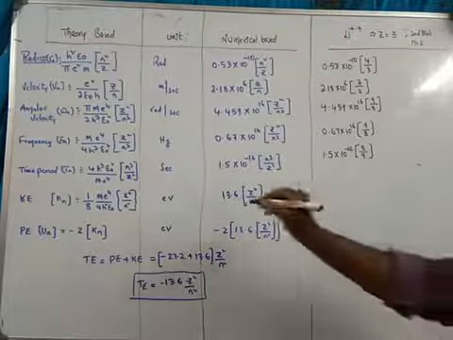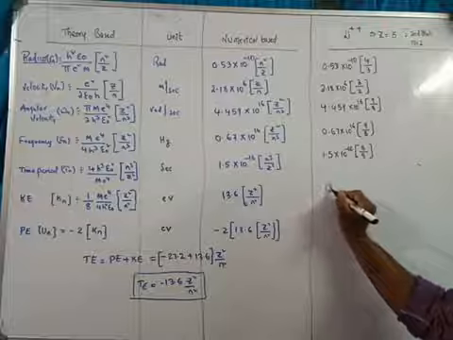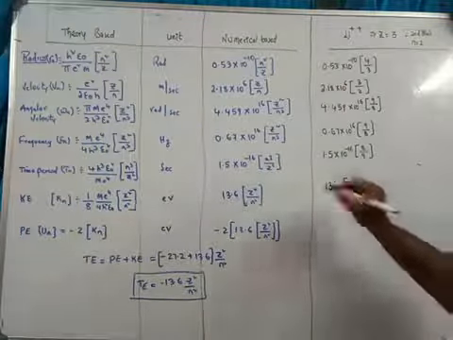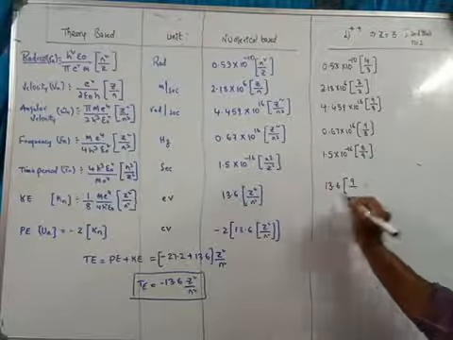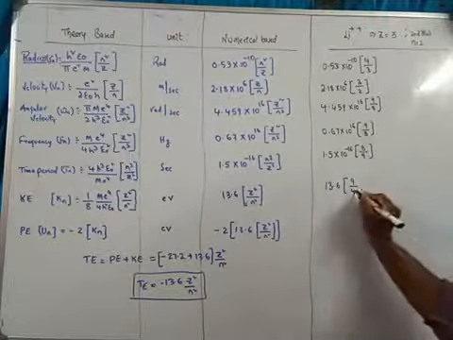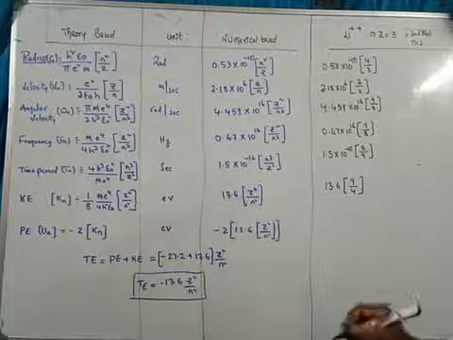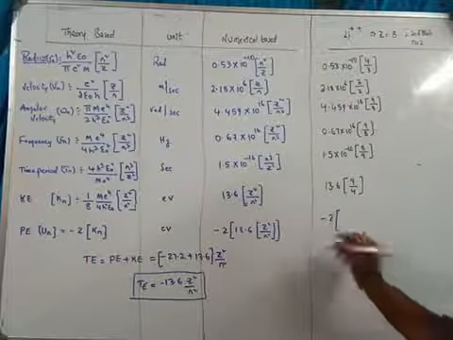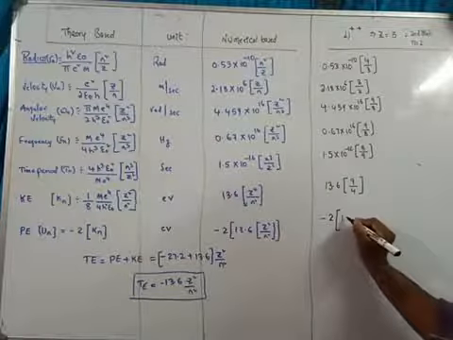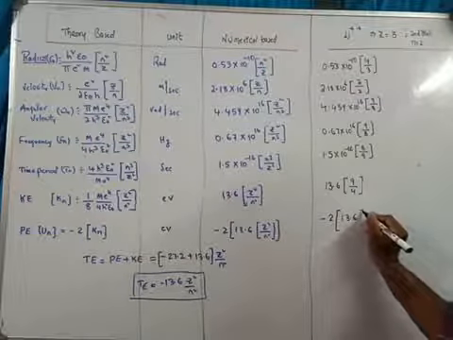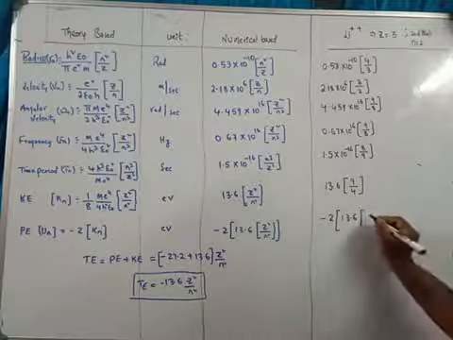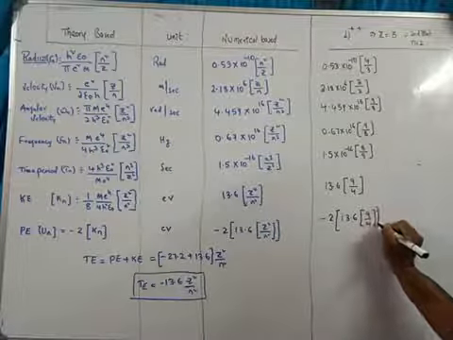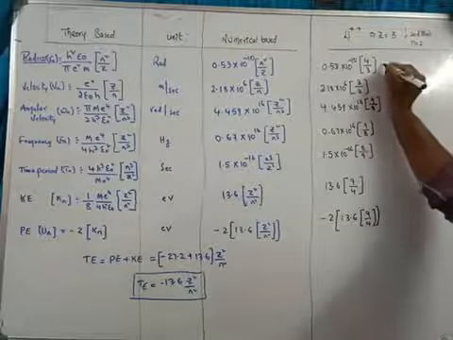In the same way, kinetic energy is 13.6 into Z squared. Z squared means 3 squared, 9, divided by 2 squared, 4. And potential energy is minus twice the kinetic energy, that is minus twice of 13.6 into Z squared, 9 divided by 4. So these are the terms.